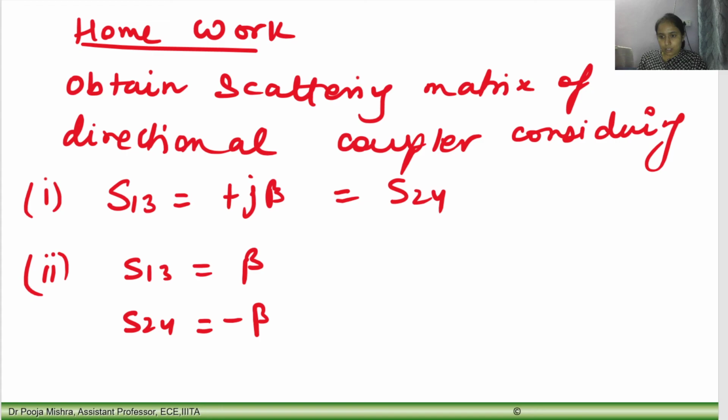What is the date? On Friday it is, no, submit it by the 13th. Okay, by the 13th. So okay, thank you.